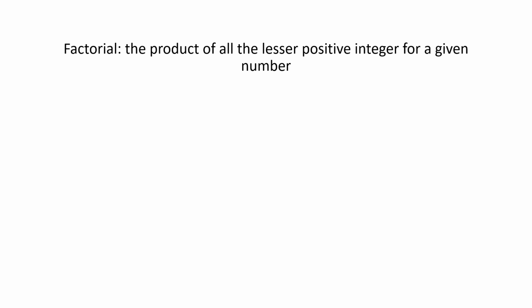And basically, a factorial is the product of all the lesser positive integers for a given number. Now, that's a lot of weird words. Basically, it's this. 4 factorial. Factorial is denoted with an exclamation point. This is how you're going to write it in mathematics, 4 factorial.